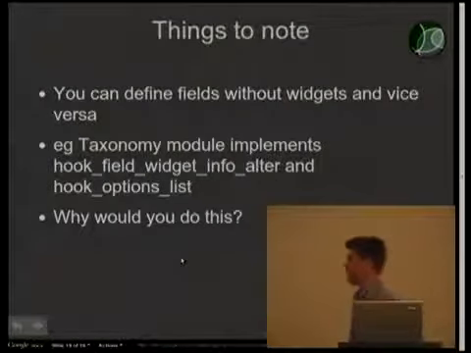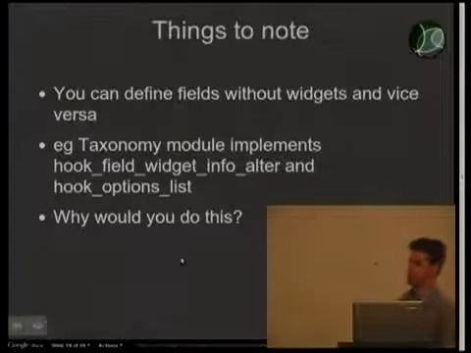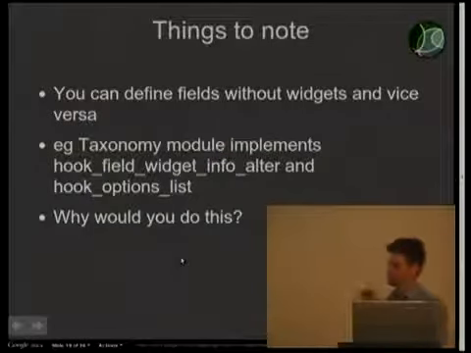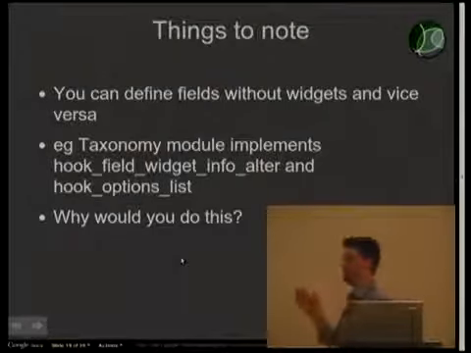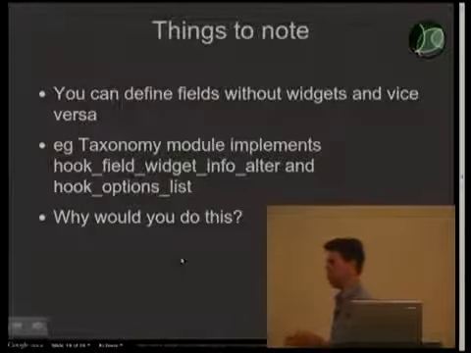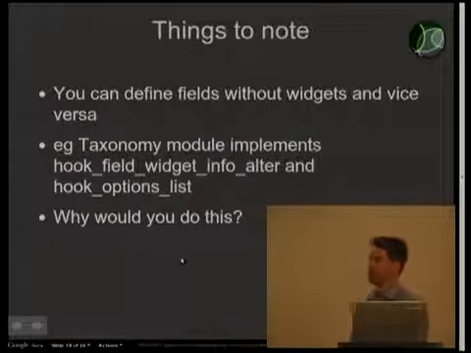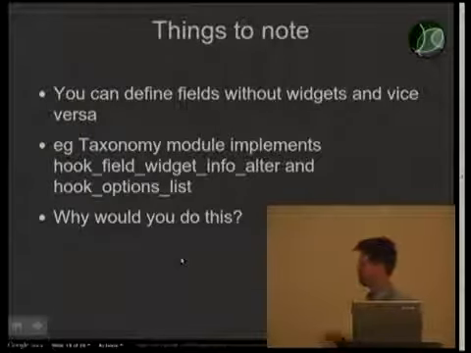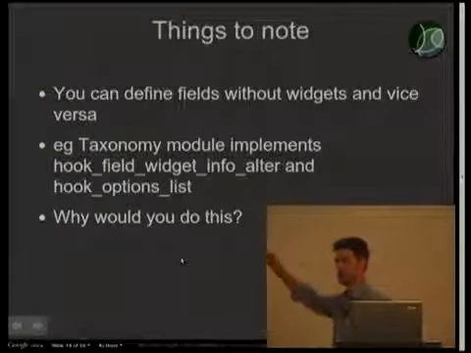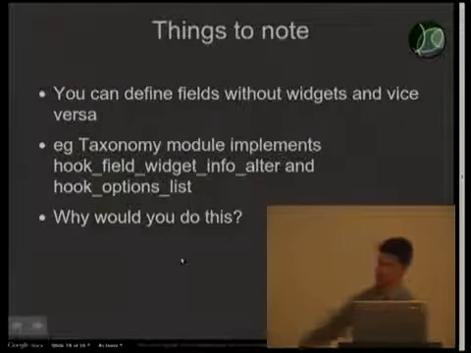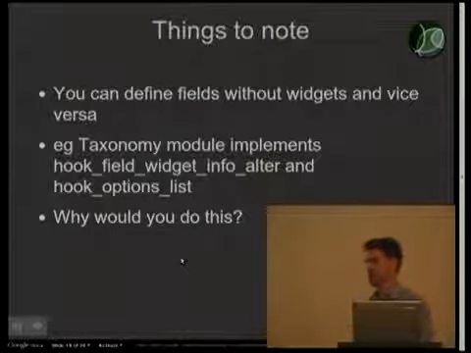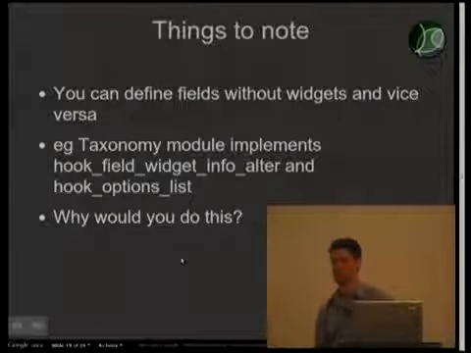Okay, I think this is what I was talking about before. You can define a field without a widget, and vice versa. The taxonomy module is a good example. It implements hook field widget info alter, and now we're starting to get into the field info API. It basically says the options module also defines a widget for the taxonomy term field type, and so rather than reinvent a widget, when all it is is a select list, which is already provided by the options module, it just says the options module also handles my widget. Then it implements hook options list, and based on the options for that field type, such as the vocabulary, it'll populate the options list, which is obviously the terms.